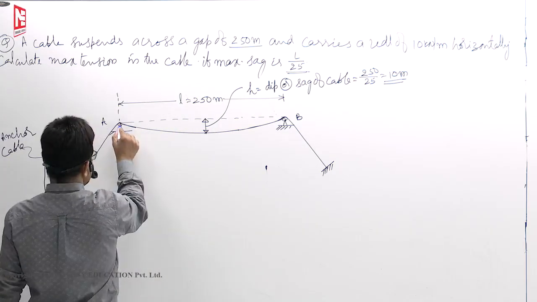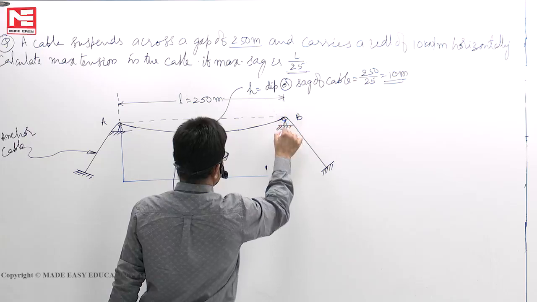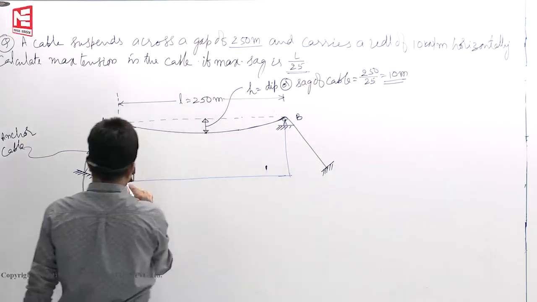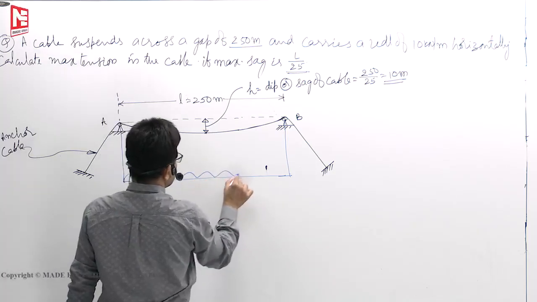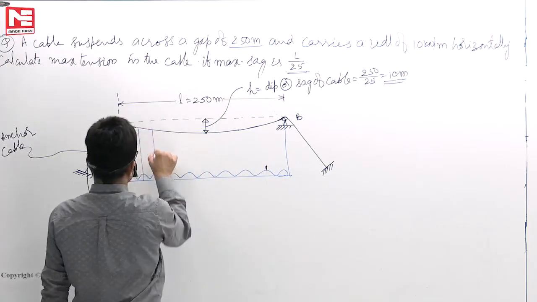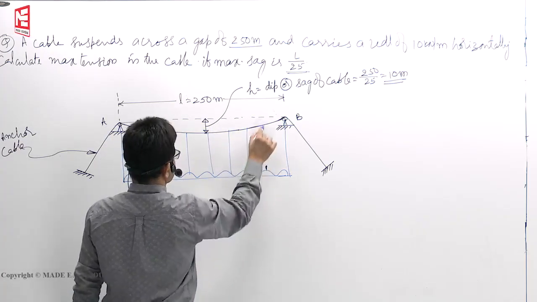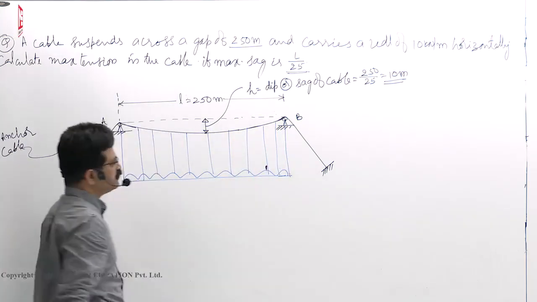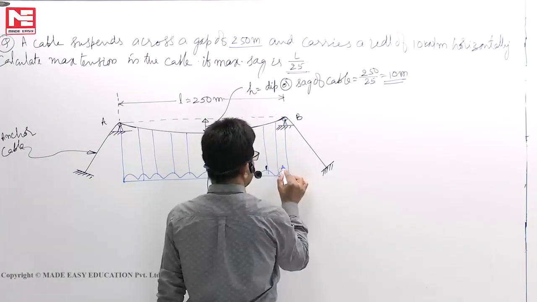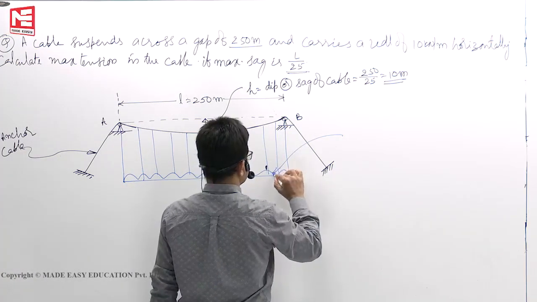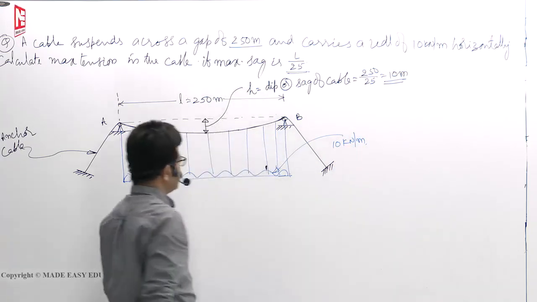How to apply a horizontal UDL on this: we hang the hanger bars like this, and through those bars it is subjected to UDL like this. So something like that will be there. This is a horizontal UDL of 10 kilonewtons per meter. This value is 10 kilonewtons per meter.